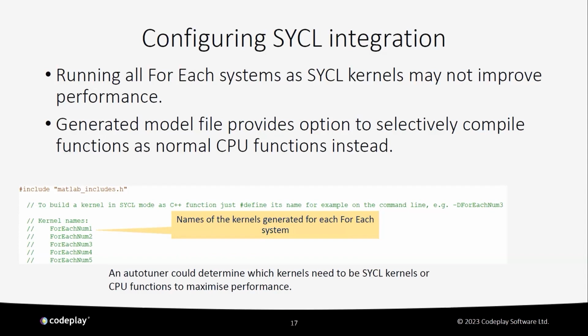This slide is also related to this. When we output a model that contains a lot of for-each systems, for each system it creates a kernel name and lists them all at the bottom. The user can then decide, by defining a macro, whether this kernel runs as a SYCL kernel or as normal CPU functions.